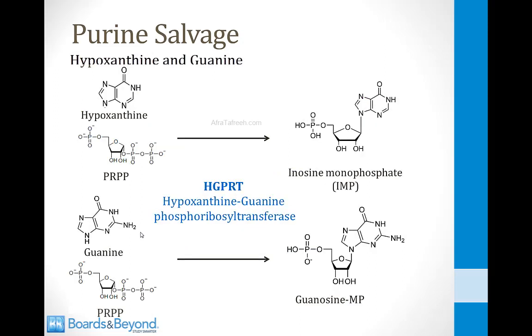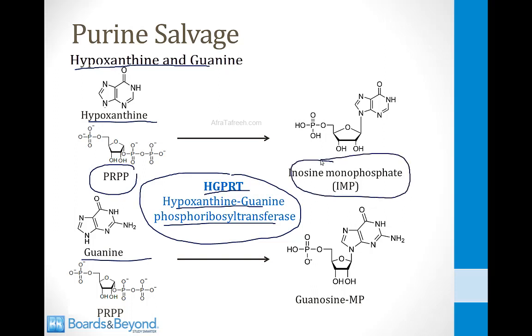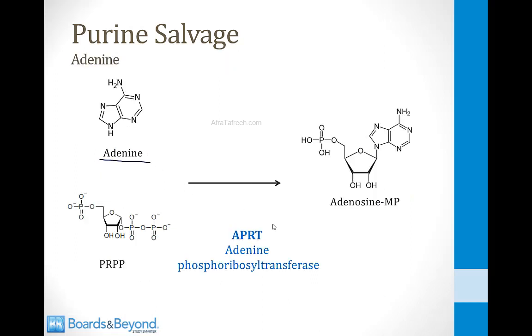There are different enzymes that function for the different purine bases. So for hypoxanthine and guanine, there is an enzyme called HGPRT, which stands for hypoxanthine guanine phosphoribosyl transferase. And it should make sense based on this big ugly name that this enzyme is going to combine either hypoxanthine or guanine with PRPP to make the nucleotides either IMP in the case of hypoxanthine or guanosine monophosphate in the case of guanine. Adenine has its own enzyme, but it serves the same function. It's called APRT, which stands for adenine phosphoribosyl transferase, and it combines adenine with the PRPP, and once you do that, you will have adenosine monophosphate.